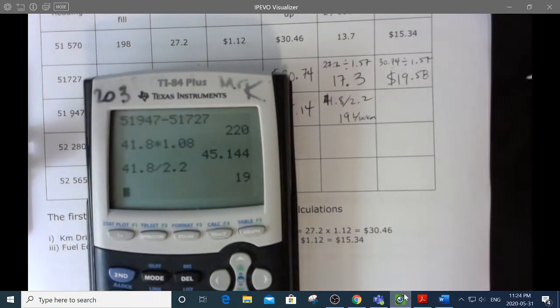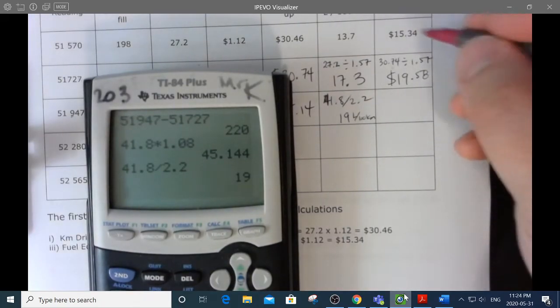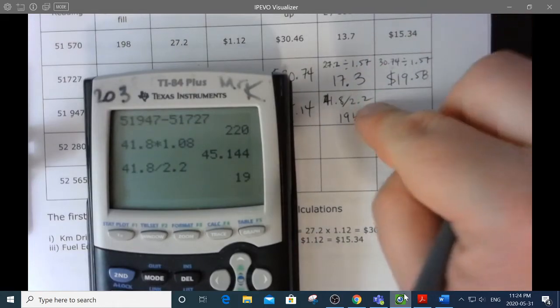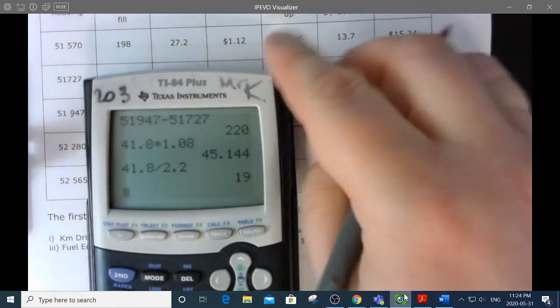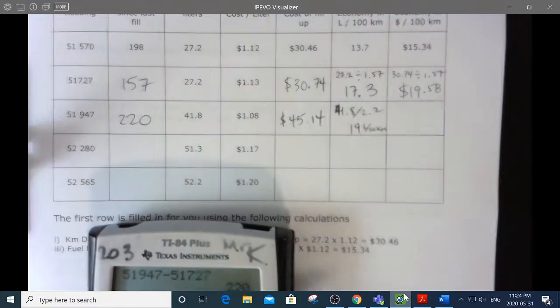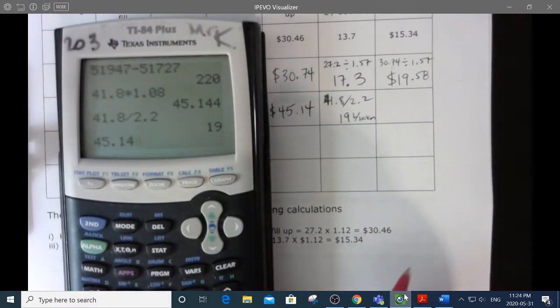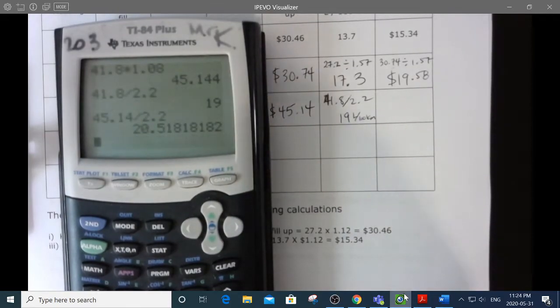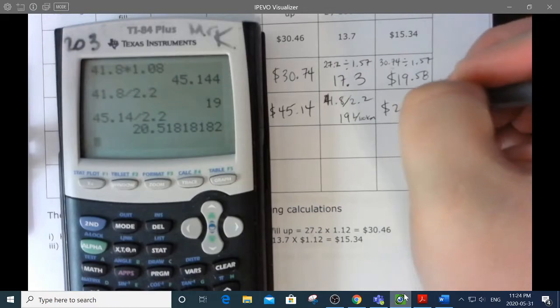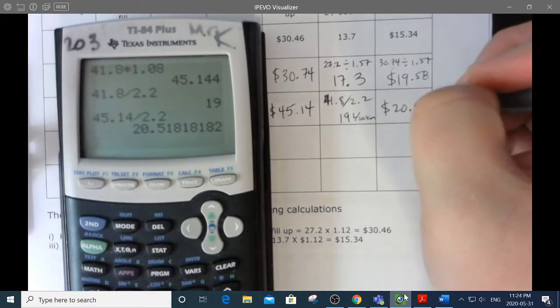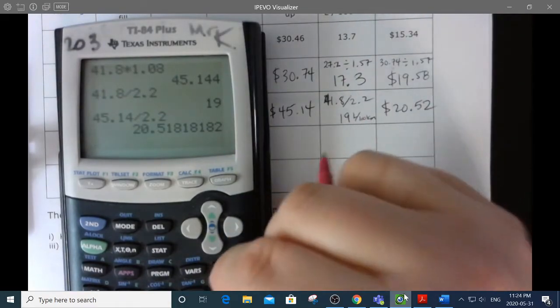And the fuel economy in dollars per every 100 kilometers is, well, the 2.2 is, again, how many 100 kilometers, and it cost me 45.14. So 45.14 divided by 2.2, and that's $20.52 when I round it.